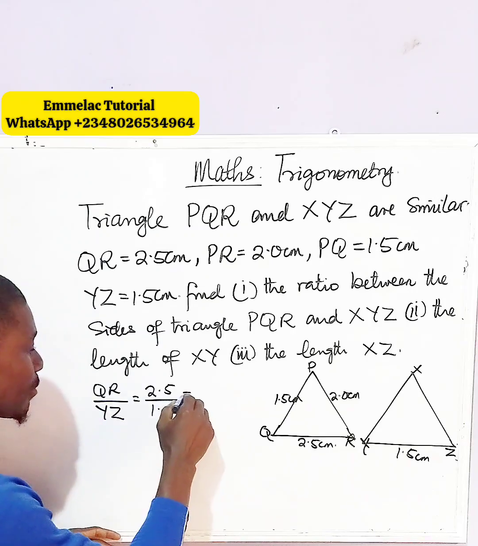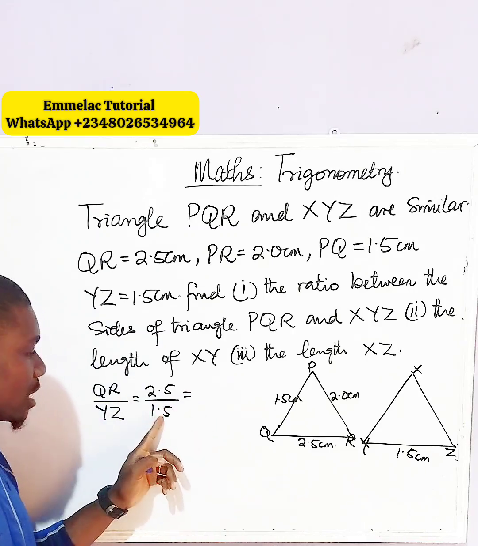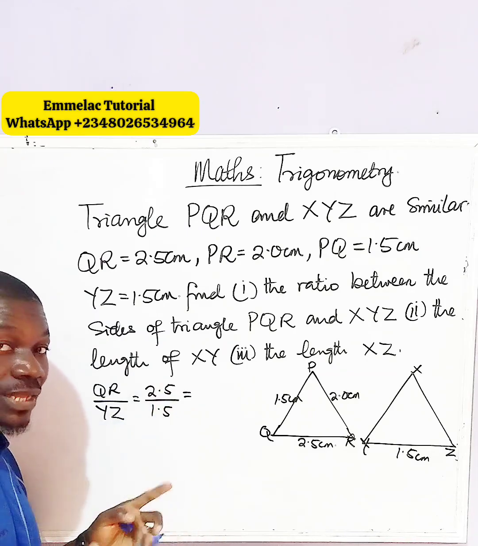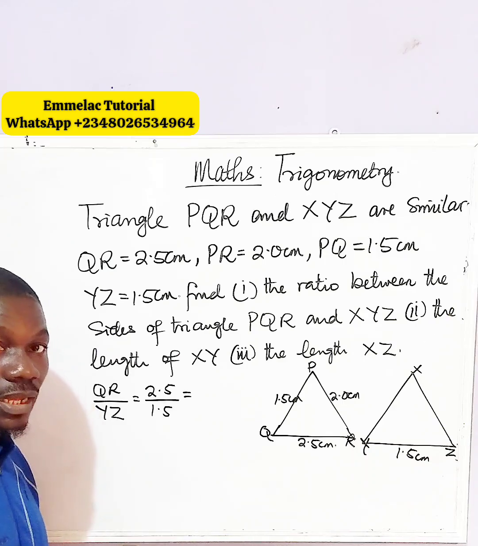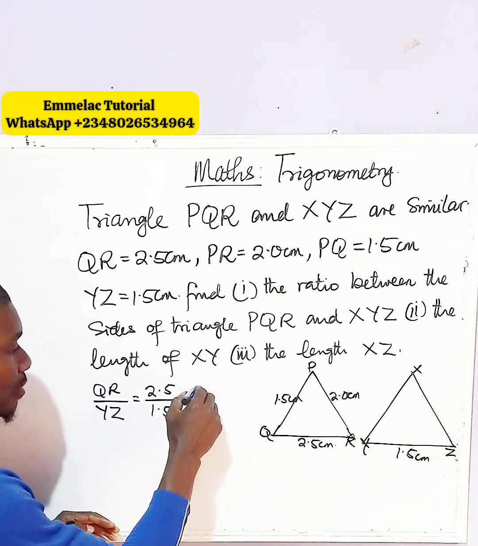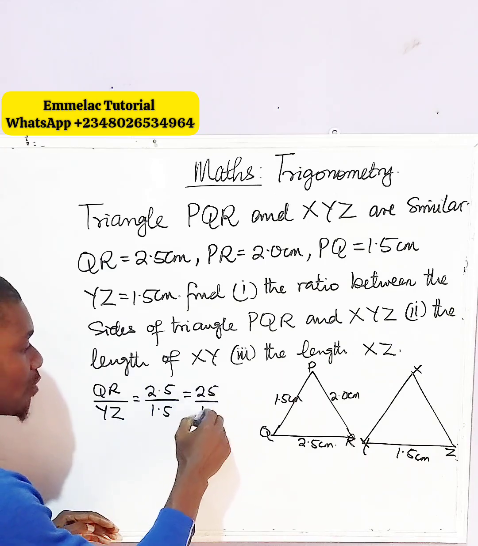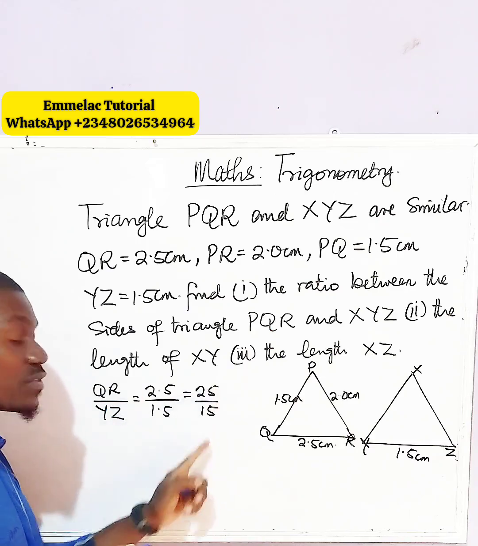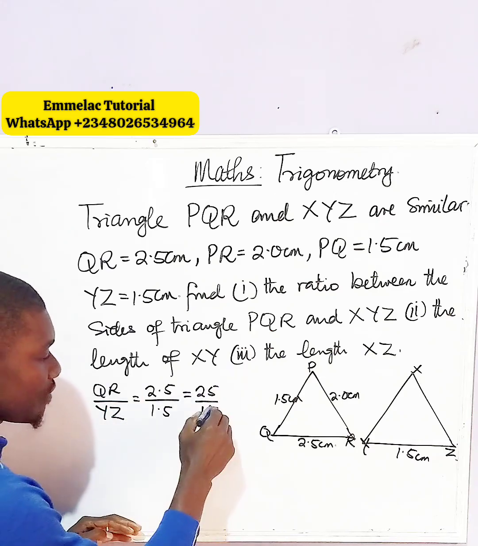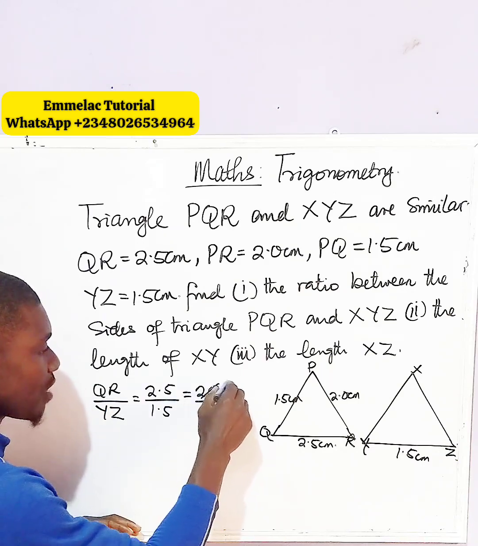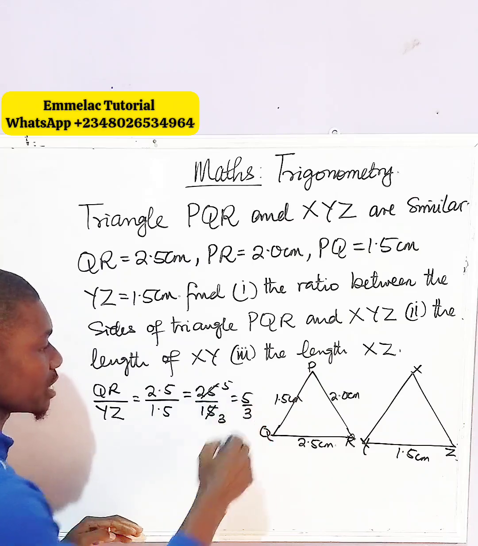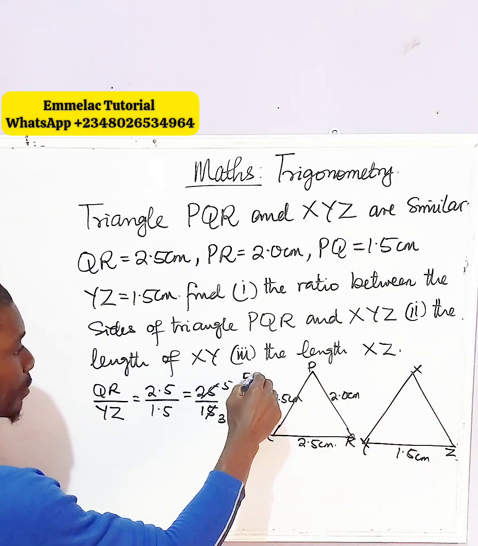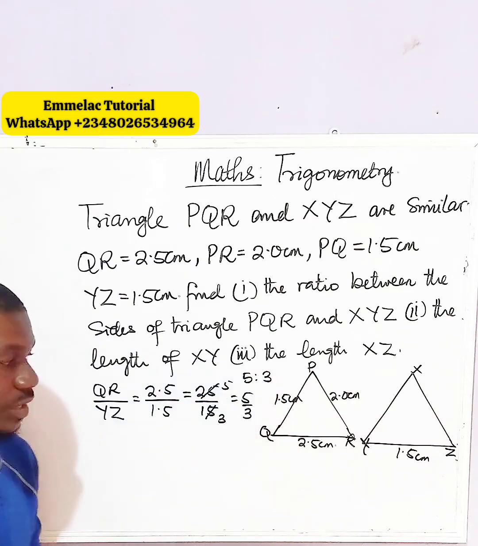Since we have the same decimal, we can just multiply both sides by 10 to eliminate the decimal. So you have 25 here and 15 here. So let us reduce it. 5 in 25 we have 5, 5 in 15 we have 3. So here we have 5 all over 3. So the ratio will now be 5 ratio 3.